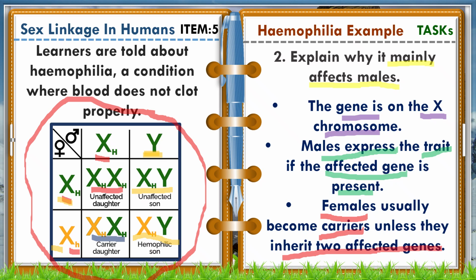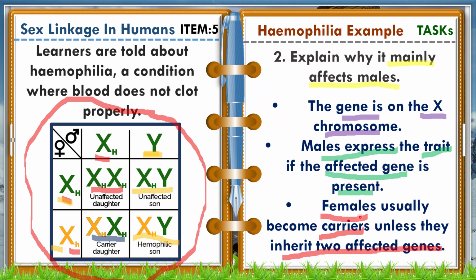Why? Because for the male, the trait expresses itself if there is an affected gene. So here we have an affected gene, and it is with Y. Therefore, this one is going to be a hemophilic son. As for this one, he has a normal X chromosome, therefore he is not going to be affected.